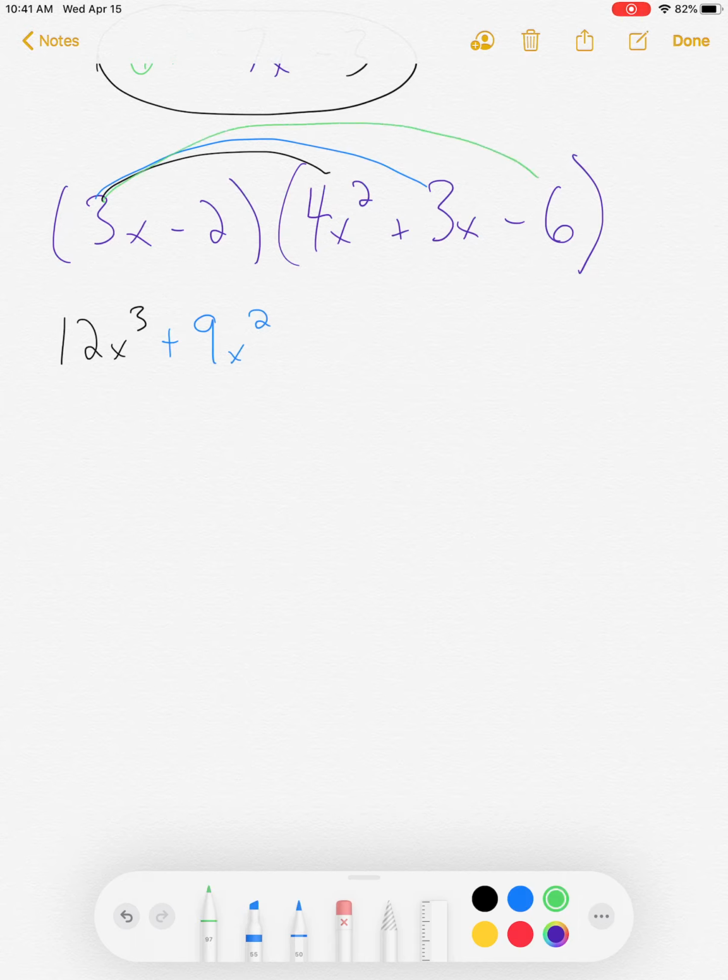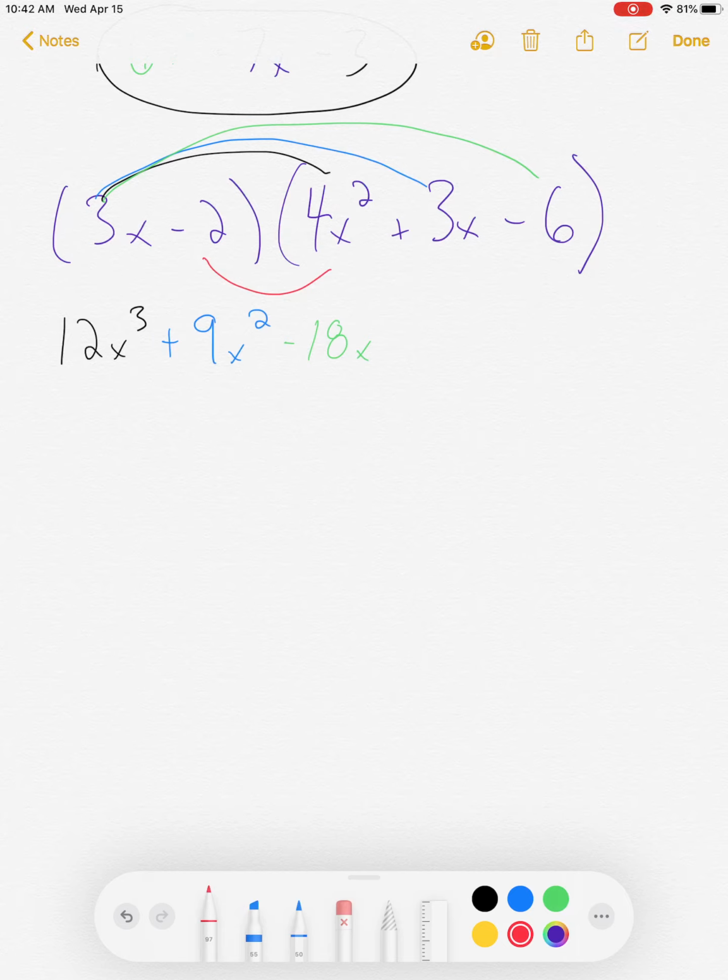Okay, last but not least, I have 3x times negative 6. Well, 3 times negative 6 should get negative 18. Again, if you want to use a calculator, you can. That's fine. And then I have an x waiting on the end for it. All right, next up, that was 3x times everything in the trinomial. The first part of my binomial, 3x, times every term in my trinomial. Now I'm going to do the second part of my binomial, negative 2, times everything in my trinomial.